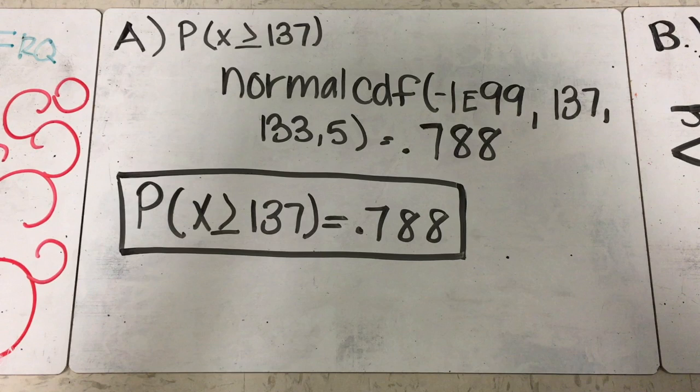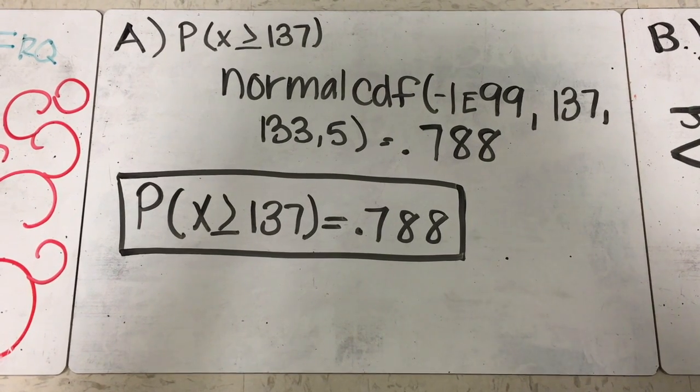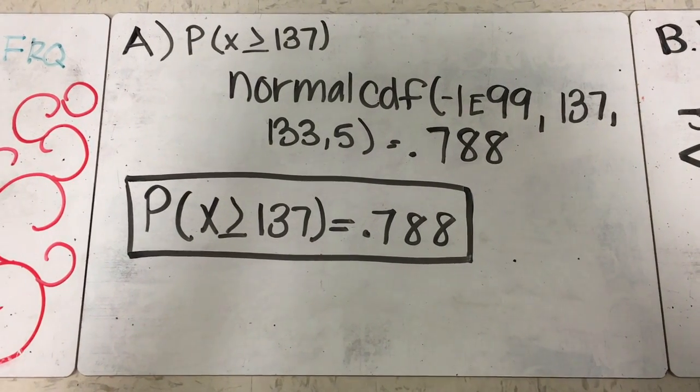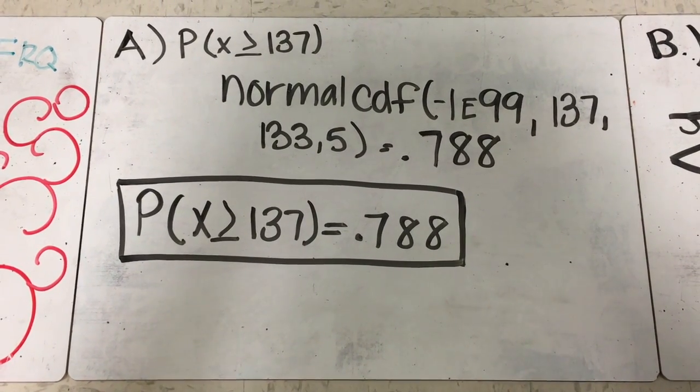Take the normal CDF with a lower bound of negative infinity, the upper bound of 137, a mean of 133, and a standard deviation of 5. You should get an answer of 0.788.